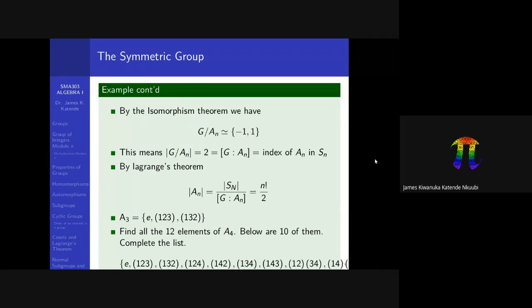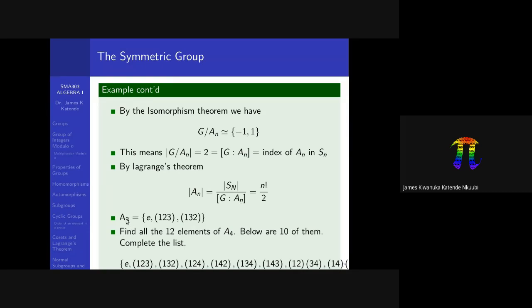So if you apply Lagrange's theorem, the number of elements in the subgroup will be equal to the number of elements in the group divided by the index of the subgroup. This should be small n, not capital N. I made a mistake there, so don't use capital N. We are using small n throughout for Sn. So the number of elements in An will be n factorial over 2. It means half of the permutations in Sn will be even. That's the number of even permutations. So if you're looking for the even permutations, it will just be half of the total number of permutations in Sn.